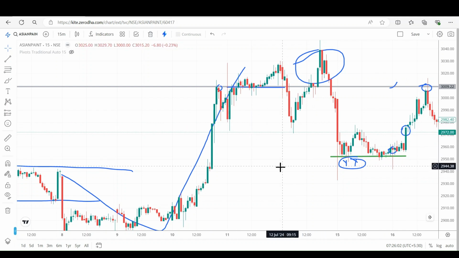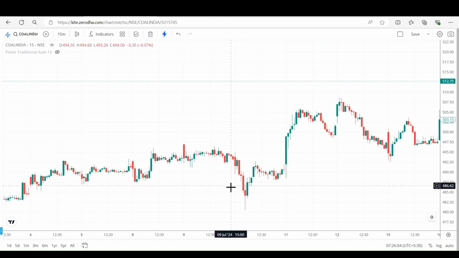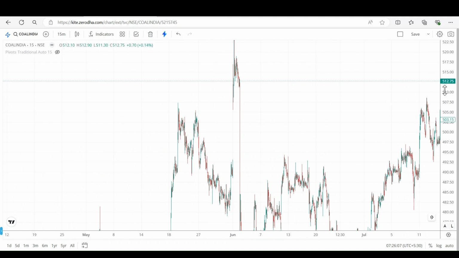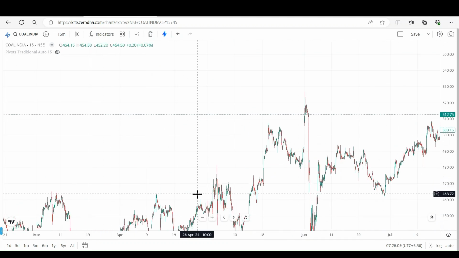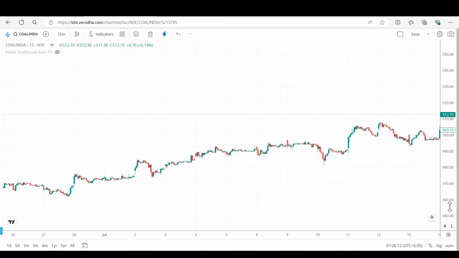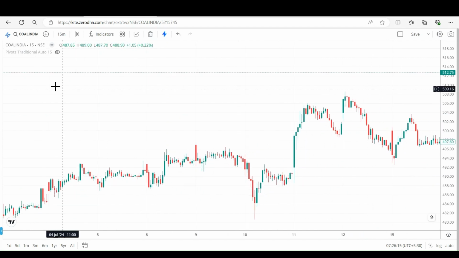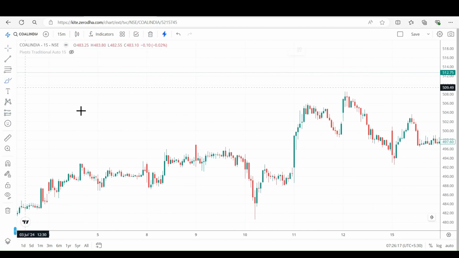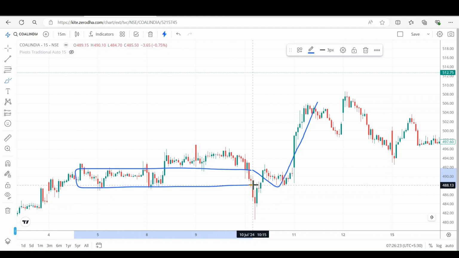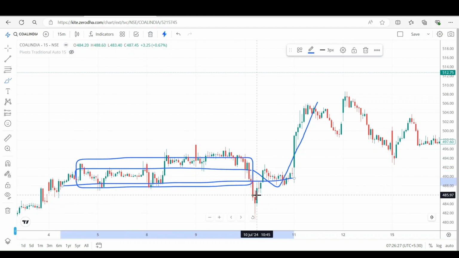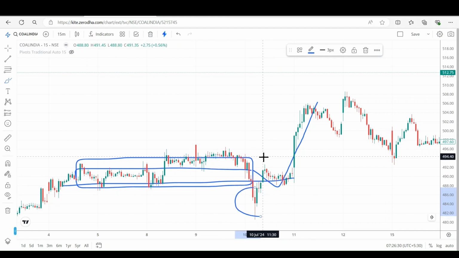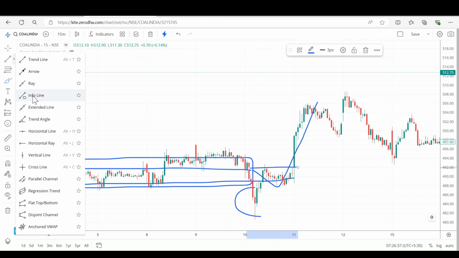I will go with another example also. See, this is the Coal India chart. This is an already established uptrend for a longer period of time. The same thing is there: a breakout came, there is a big consolidation here, and below this level the market went, but it shot up. Now what happened after this range? A breakout came, and here was our resistance.